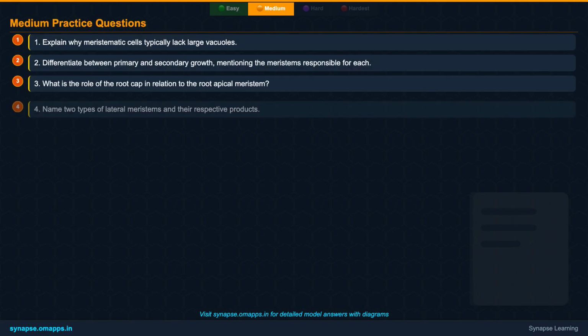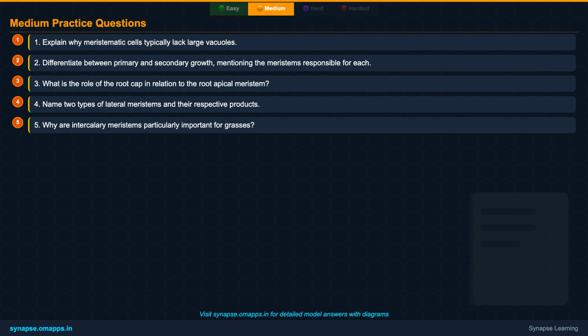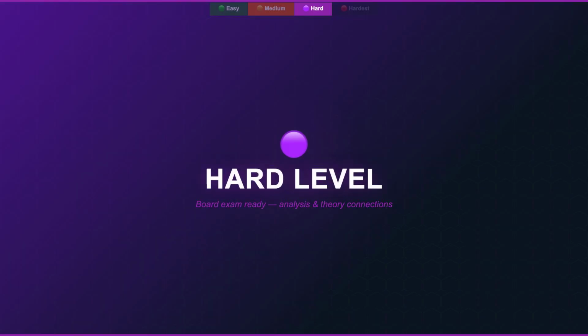Now, challenge yourself with these medium-level questions. Take a moment to think about your answers. 1. Explain why meristematic cells typically lack large vacuoles. 2. Differentiate between primary and secondary growth, mentioning the meristems responsible for each. 3. What is the role of the root cap in relation to the root apical meristem? 4. Name 2 types of lateral meristems and their respective products. 5. Why are intercalary meristems particularly important for grasses? Ready for a deeper dive?